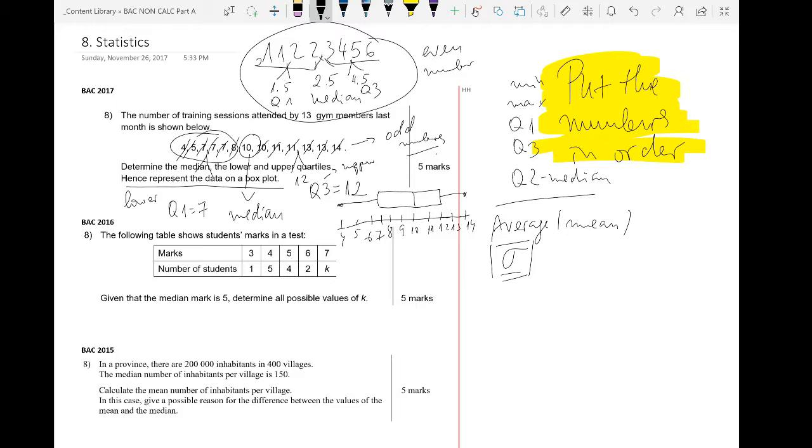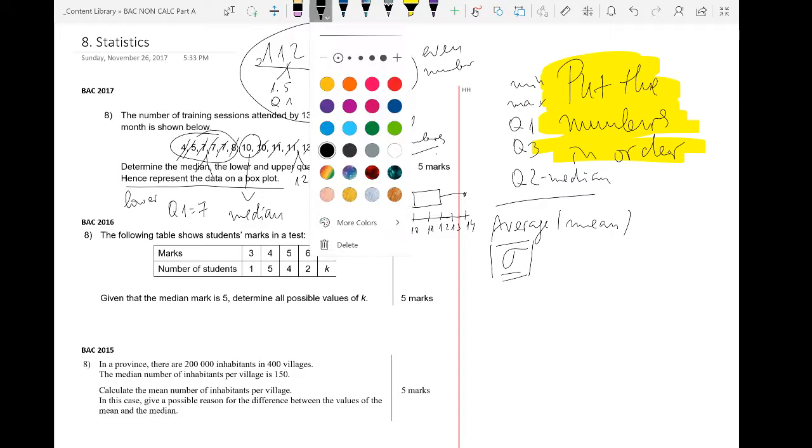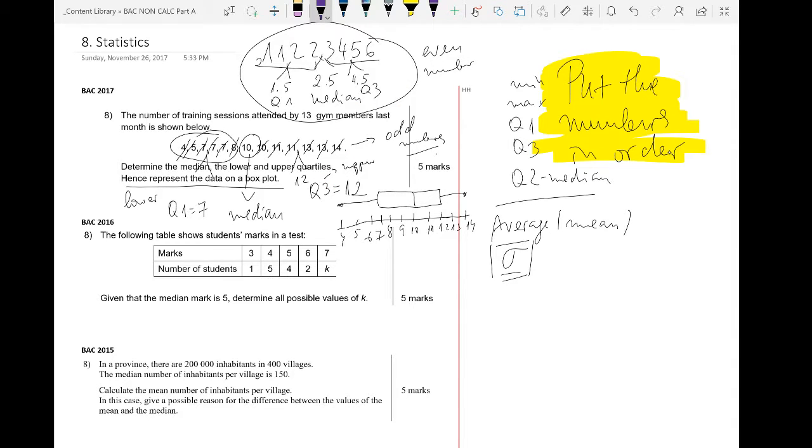Question 8. The following table shows students' marks in a test. Marks 3, 4, 5, 6, 7, number of students 1, 5, 4, 2, k. Given that the median mark is 5, determine all possible values of k. Here we have 1 three, then 5 fours, 4 fives, 2 sixes, and 7 we don't know. It can be 0, it can be 1, 2, 3, but the median mark is 5.